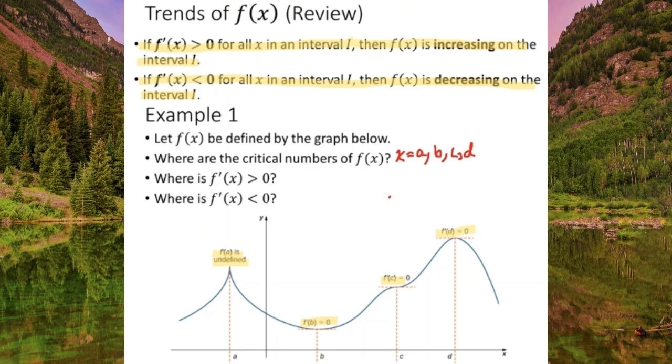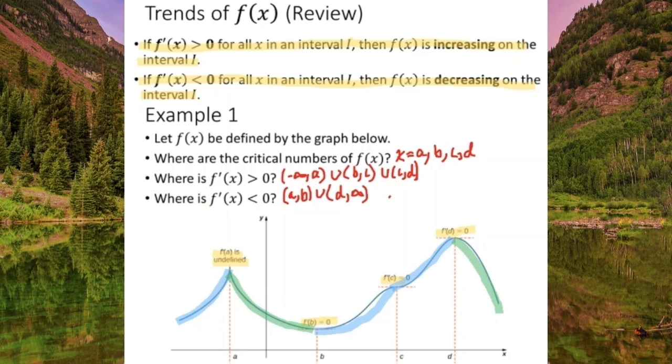Next, we want to determine where f prime of x is positive. Wherever f prime of x is positive, that is where the function f of x is increasing. Scanning left to right, we can see the first interval would be from negative infinity to a, then from b to c, and then finally c to d. Next, we're going to determine where the derivative is negative. That means we're looking for where the function is decreasing. The first location where the function is decreasing would be from a to b. The second location would be from d to infinity. So based on the trend of the function f of x, we are able to determine where our derivative would be positive or negative without actually finding the derivative.